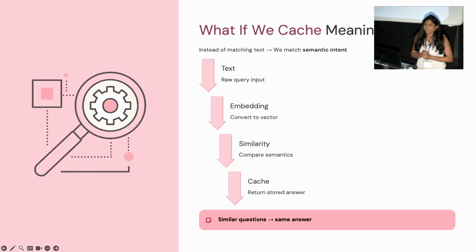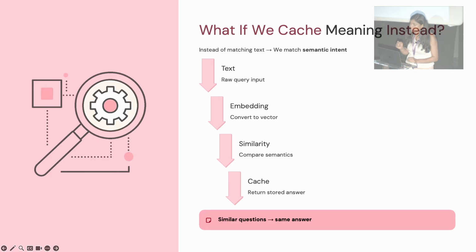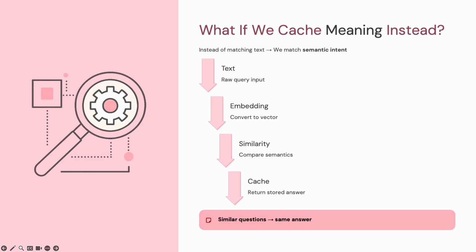Instead of matching text, now we match meaning. How can we do that? When we convert a user query to embeddings, an embedding is basically a vector representation of meaning, which means a list of numbers that capture what the question is about. If two questions mean similar things, their embeddings lie close to each other in vector space. Then we can calculate cosine similarity. Cosine similarity gives us a score that tells us how aligned those meanings are. If the cosine similarity score is high, the two queries are more likely to have the same intent.